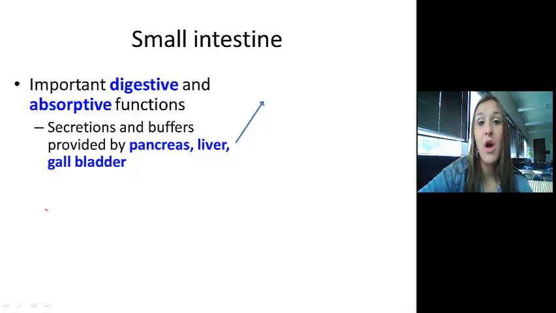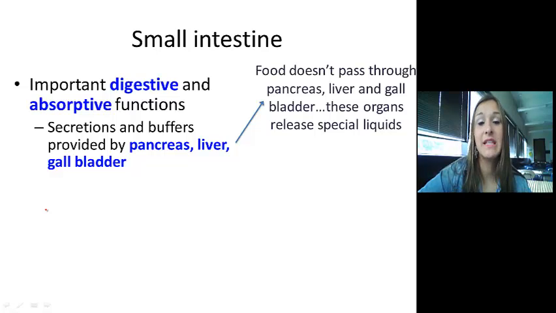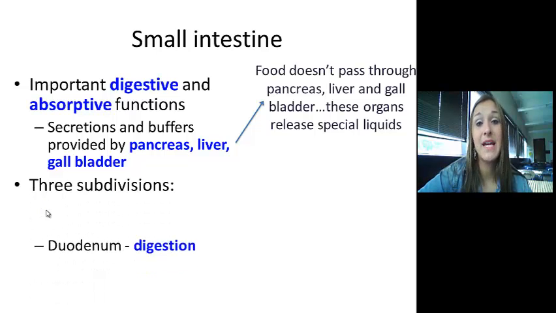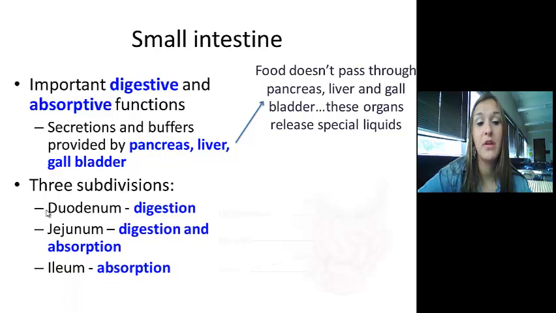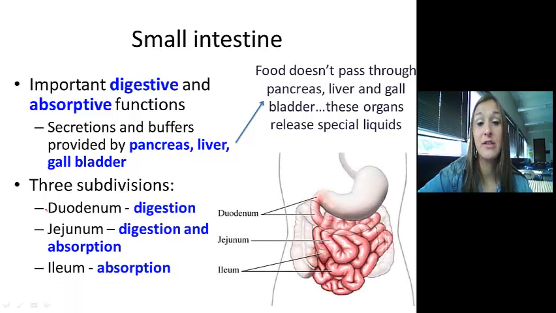The reason why things are digested here into small things is because of the pancreas, liver, and gallbladder. The pancreas and liver and gallbladder, remember, do not have food in them, but they are going to secrete special liquids that are going to help digest your food. Your small intestine has 3 different parts, and they're named duodenum, jejunum, and ileum. They're divided into separate parts to show what happens at each part.